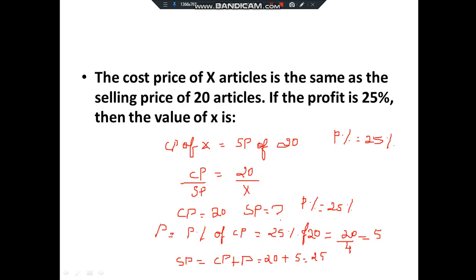Next we will see the same concept, but the difference is, see the question. The cost price of X articles is the same as the selling price of 20 articles. Profit percentage is given. We have to find the value of X. So follow the same steps till CP by SP. So CP of X is equal to SP of 20. So CP by SP is equal to 20 by X, right? Here CP is 20, SP is X, which we don't know. We have to find the value of X.